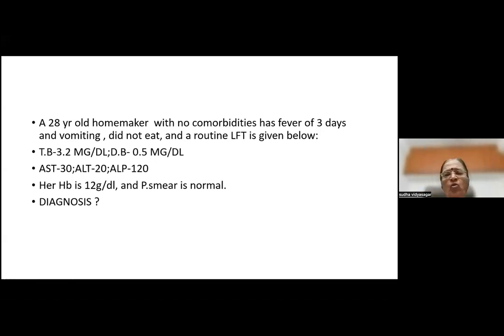Okay. A 28-year-old homemaker with no comorbidities has fever of 3 days duration and vomiting, did not eat, and a routine LFT was done. So obviously she went to a clinic and this is the LFT. What's the diagnosis? Malaria. Okay. That's the LFT. Peripheral smear is normal, right? Fever is gone. Okay, somebody is calling it Gilbert.